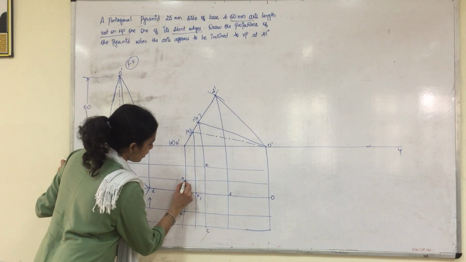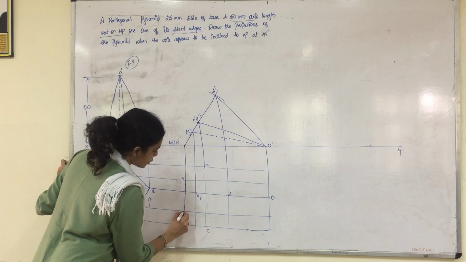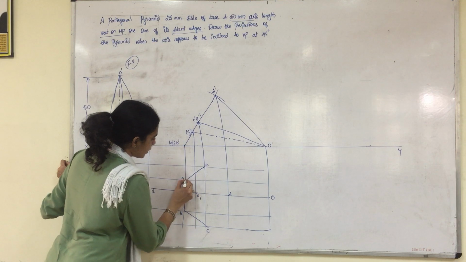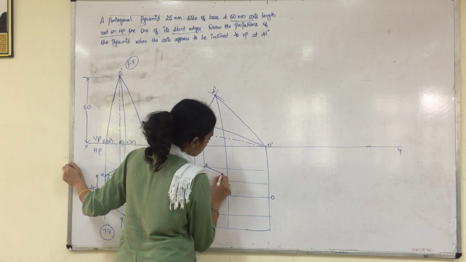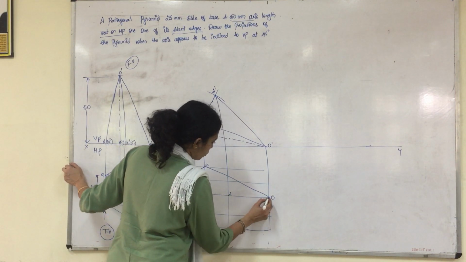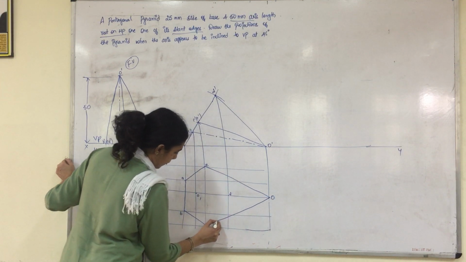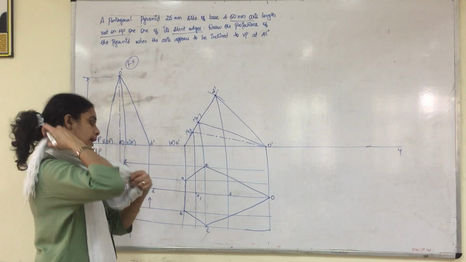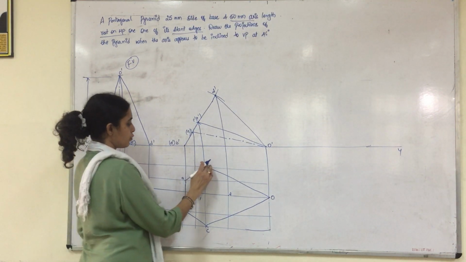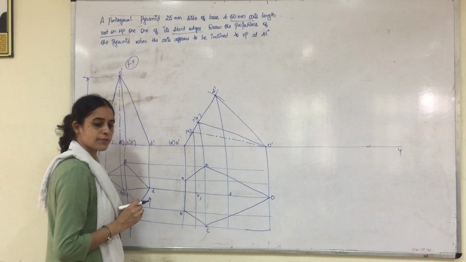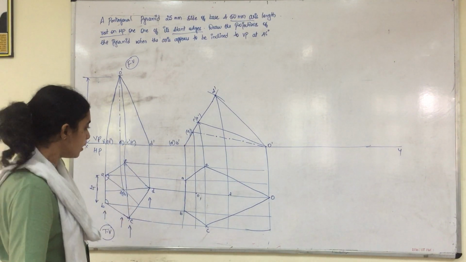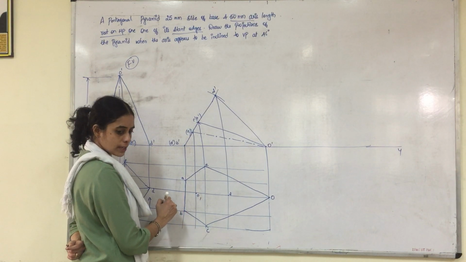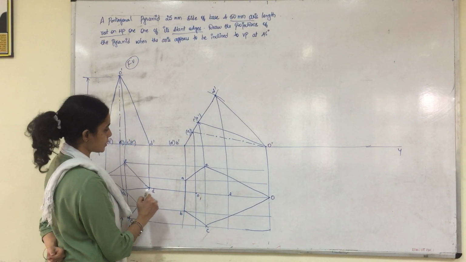So you join from A to B, B to C, A to E, E to O, and from O to C. So this is the outer boundary, right? And the base surface will be completely visible. So the three parts are over and the other three parts you have to take.